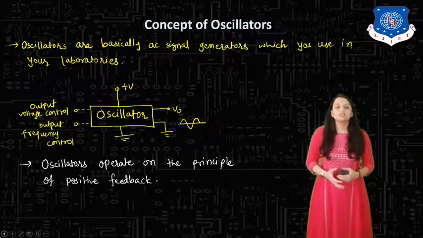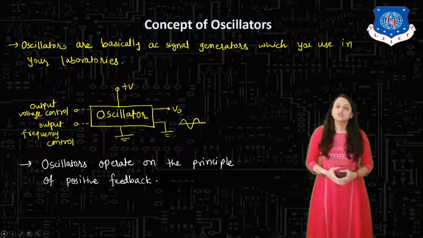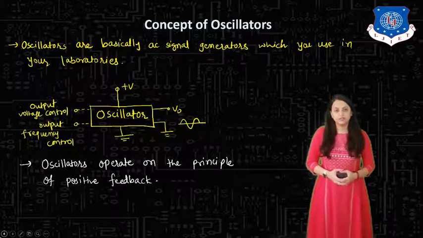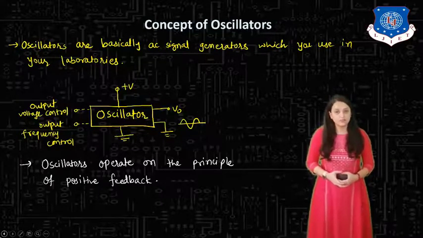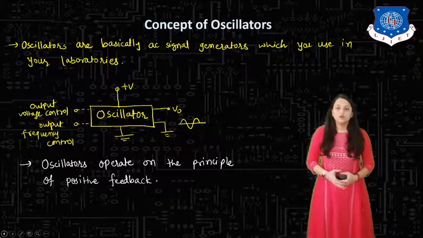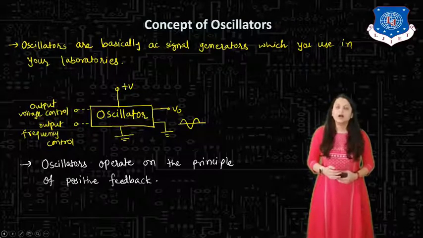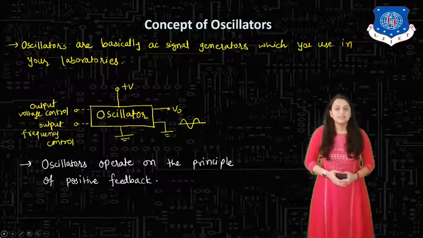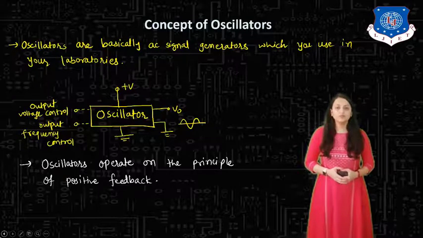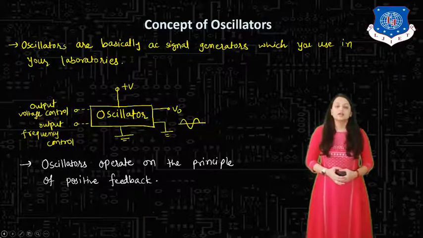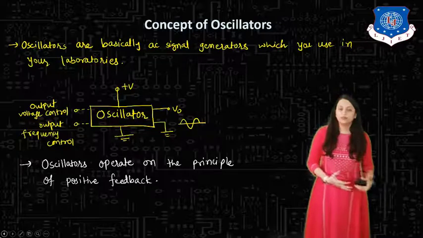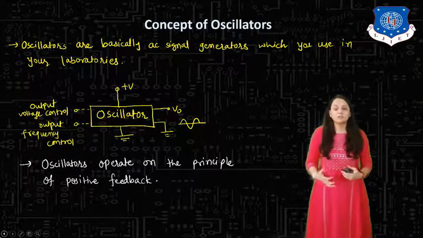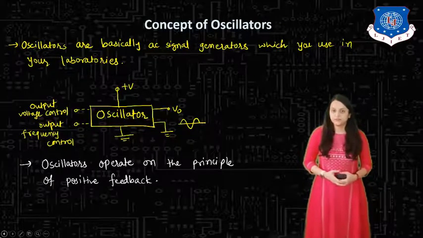So, what are oscillators? You must have heard about the word oscillator. Generally, it is used for generating different frequencies. Oscillators are basically AC signal generators which we use in our laboratories. They generate different frequency ranges, and there are variations in their types according to the components used.